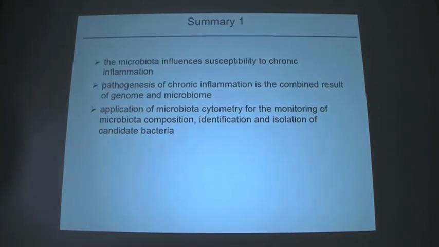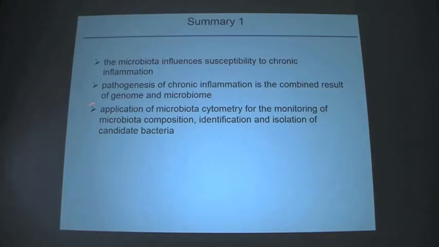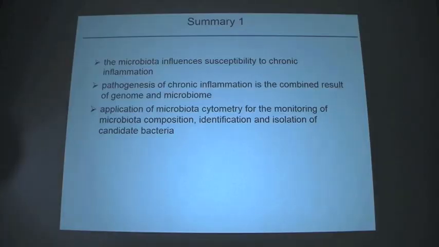So if I summarize the first part, that actually shows that the microbiota influences the susceptibility to chronic inflammation, and that the pathogenesis of the chronic inflammation in our case is a combined result not only of genetics but also of the composition of the microbiota. You can use microbiota cytometry not only for monitoring the microbiota composition during the course of disease, but also to identify and directly isolate bacteria from a heterogeneous mixture to do functional analysis without really needing to cultivate the bacteria. So it opens up the possibility to look at bacteria which are so far not cultivated.